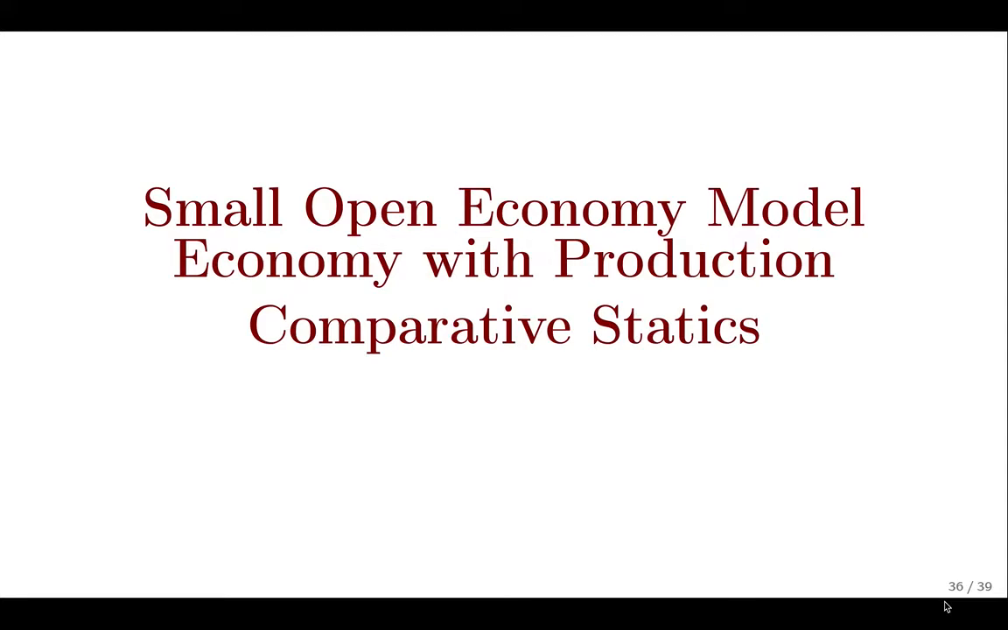Welcome to our ninth and final video on our series on international macroeconomics. In this video, we're going to study the small open economy model with production, and we're going to conduct a series of comparative statics exercises. These exercises consist of changing one of the variables and seeing how the economy reacts to this change. We're going to conduct three exercises. The first one where we change the international interest rate, the second one where we change government spending, and a final one where we change productivity.